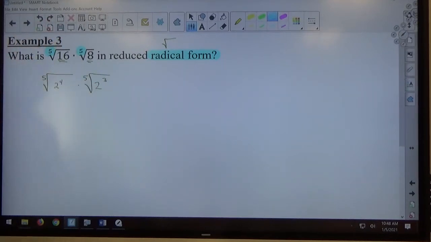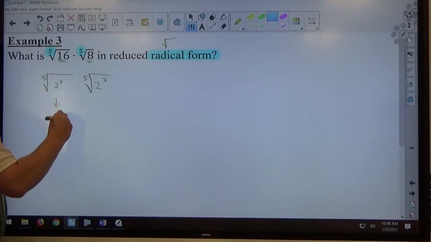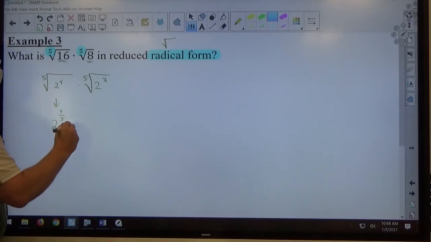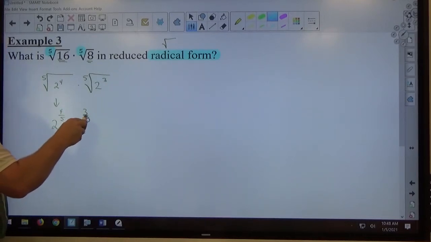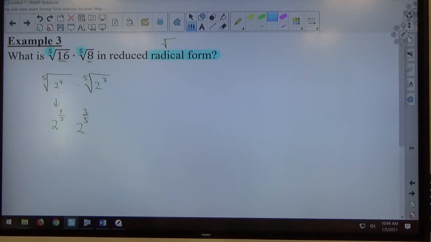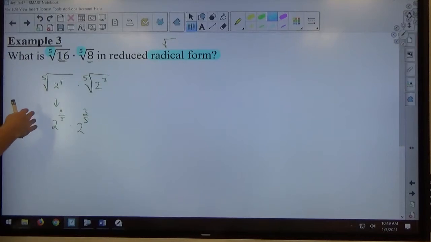All right, next, I can see that I've got a fifth root and a fifth root, so I'm going to change these to fractional powers. So this is going to be 2 to the 4 over 5 power, being multiplied by 2 to the 3 over 5 power. So again, just making a fractional power, the power divided by the root makes the fractional power. Power divided by root.